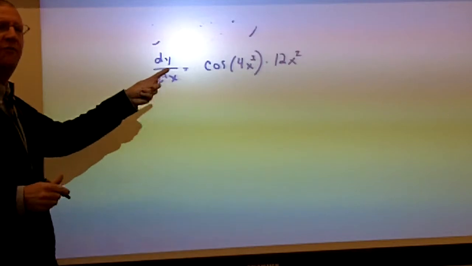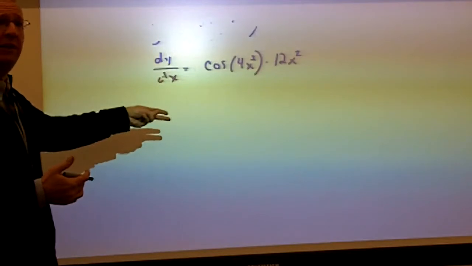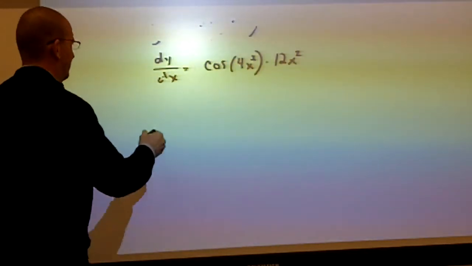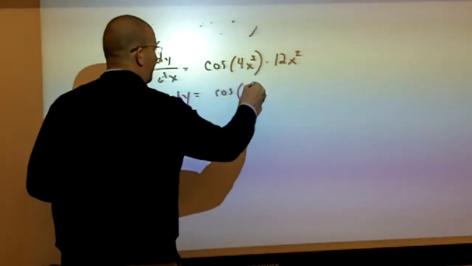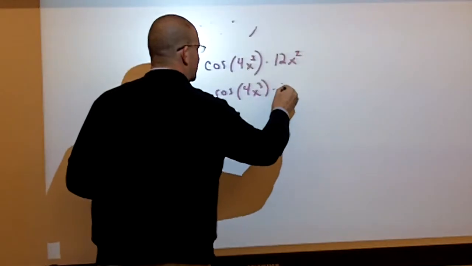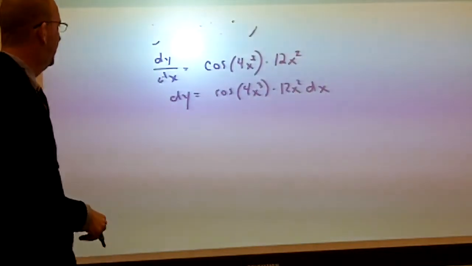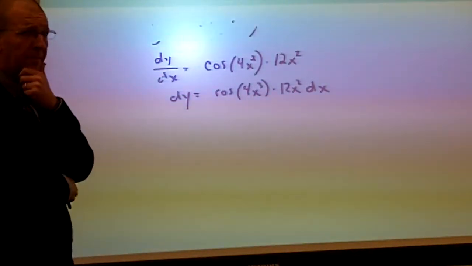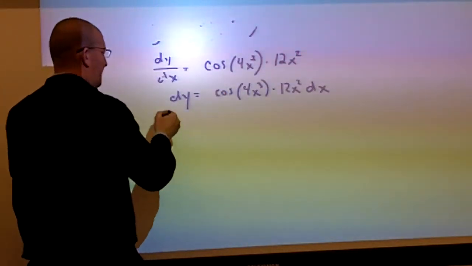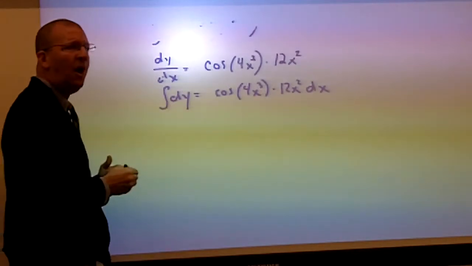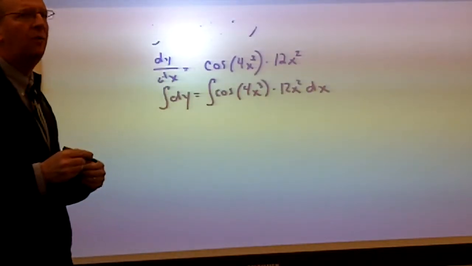Now, solve for y. First step to solving a differential equation is separate the variables. We can do that. dy equals cos 4x cubed times 12x squared dx. Okay, what next? Solve for y. Well, I know that if I take the antiderivative of dy and the antiderivative of this side, I will get y.